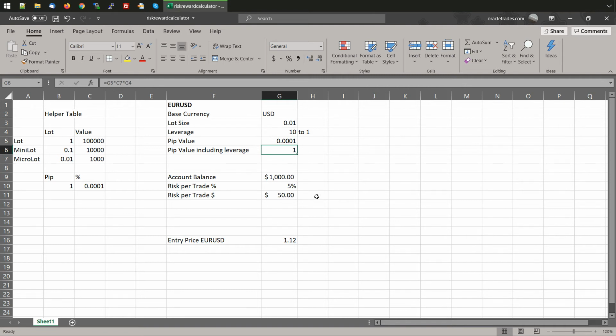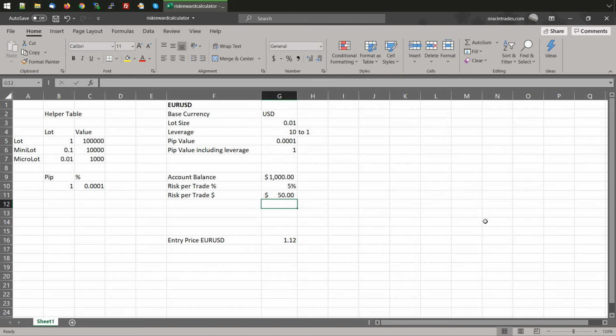I hope this is not too confusing, but the point is really that we need to take our pip value, multiply it by the number of units of the lot size we have, and then apply the leverage that we've established. So let's take this a step further. We said we've got a $1,000 balance, and we established the risk per trade and the risk per trade in dollars.